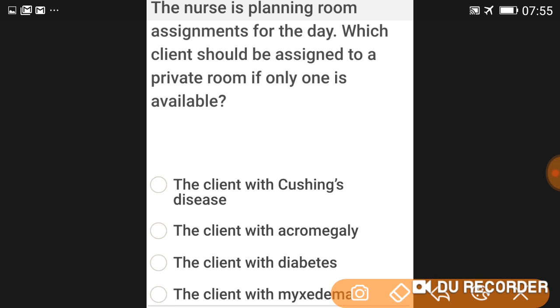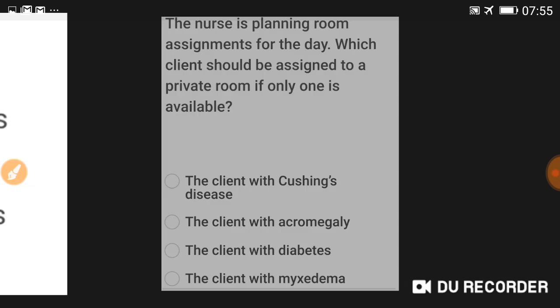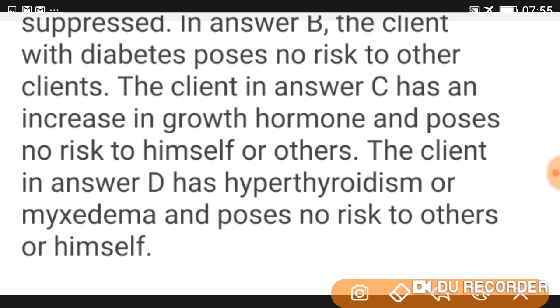The nurse is planning room assignments for the day. Which client should be assigned to a private room if only one is available? A client with Cushing disease. We are going to discuss Cushing disease in the next part. Let's discuss here. Suppressed in answer B.